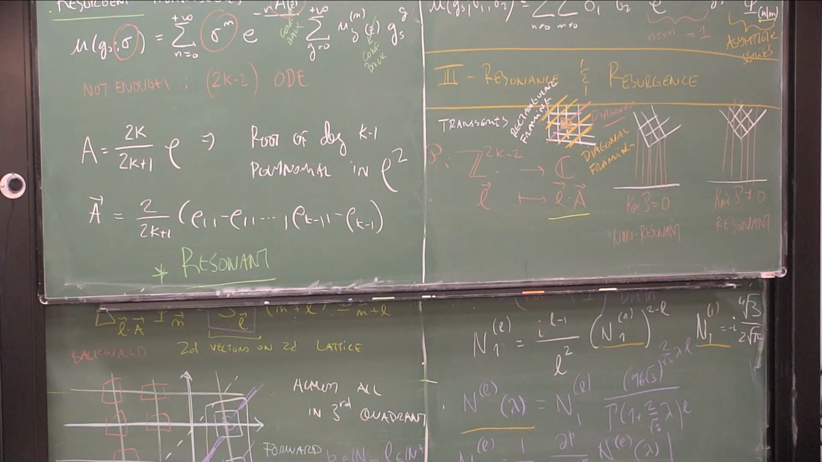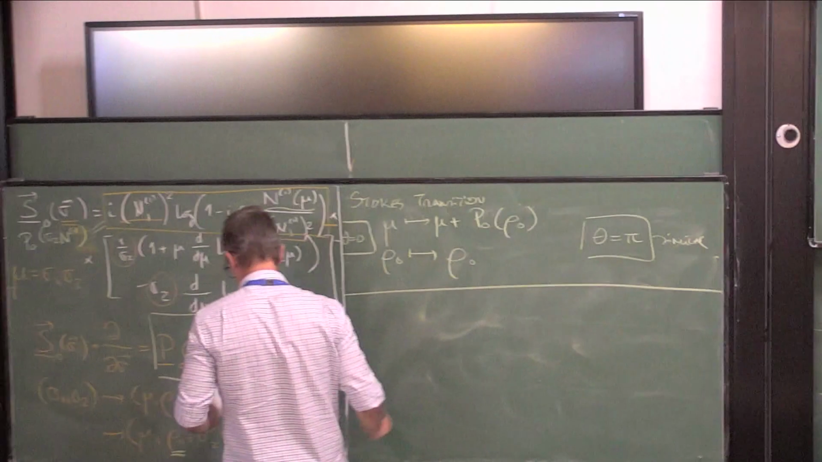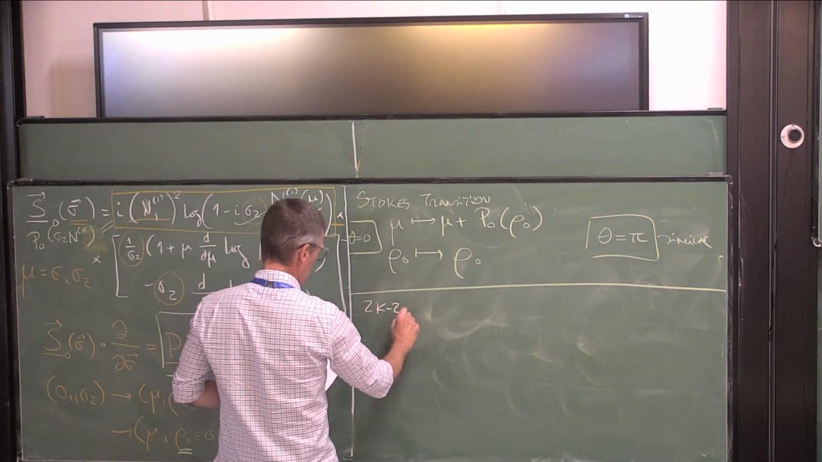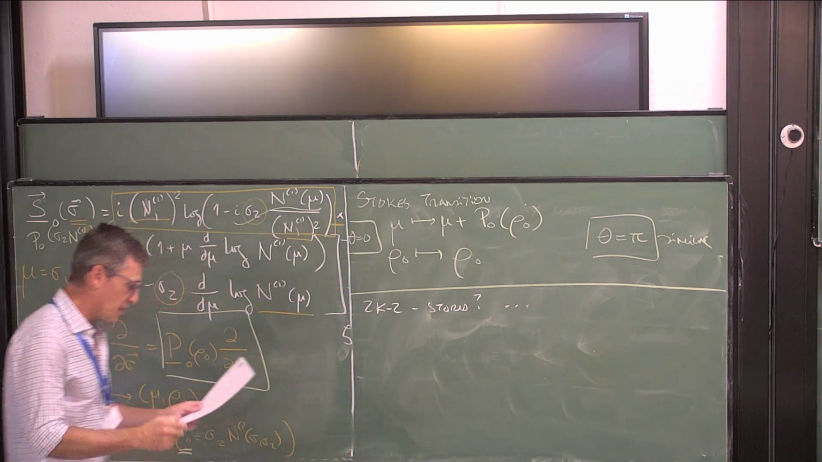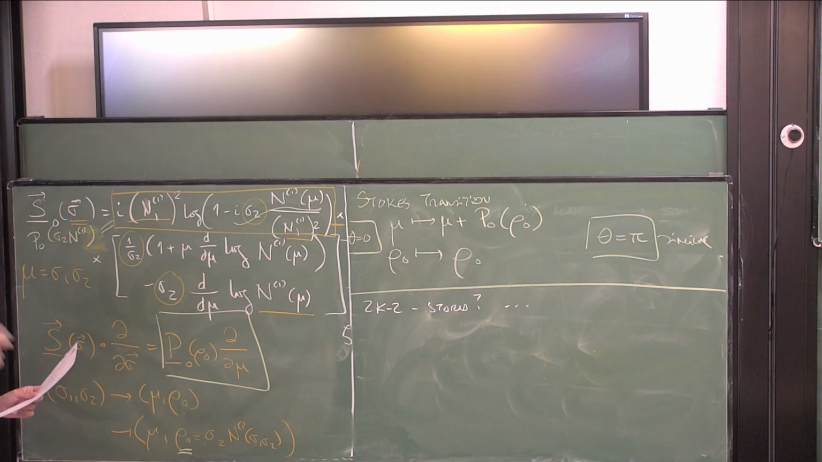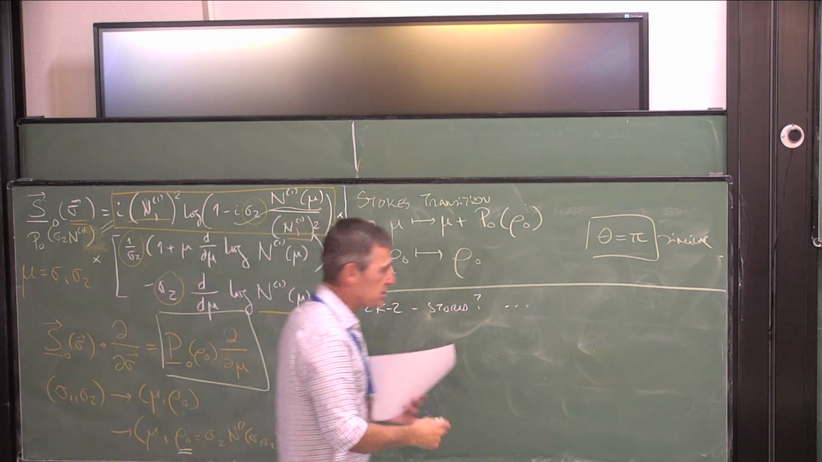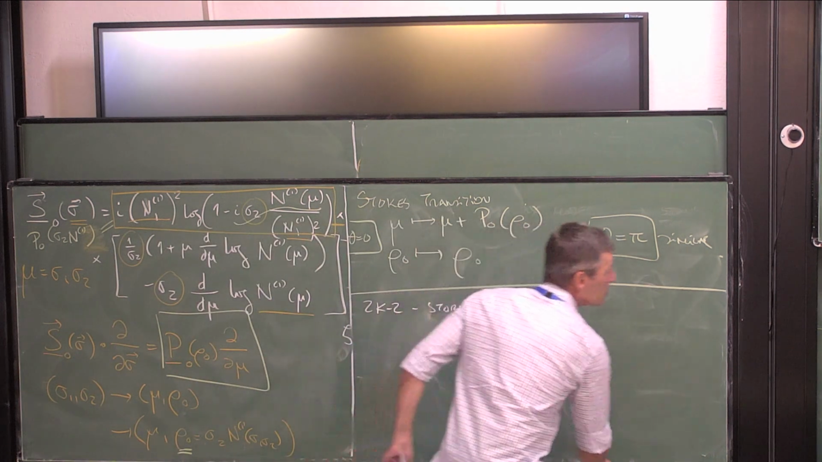So what would be the generic story? So what's the 2k minus 2 story? Is this the same? Let me not try to write down most of it. Let me just try to write down some analogies. Let's see, in green.